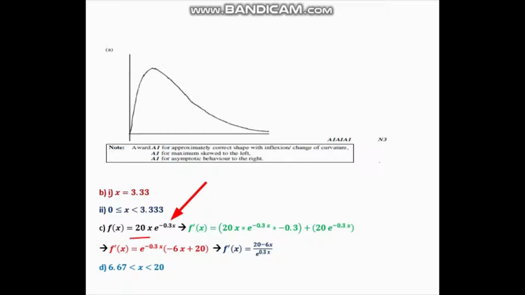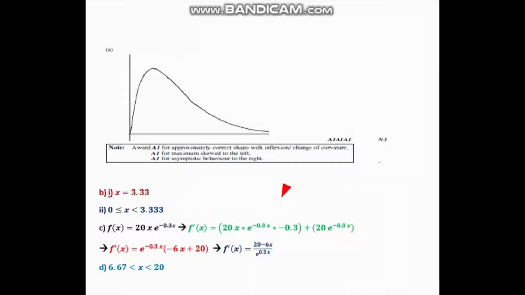There is my u, 20x, and there is my v, e to the power of negative 0.3x. So u v dash plus v times u dash. So this is the derivative of the first term. This is my u dash, and this is the derivative of the second term. This is my v dash, and this entire equation in green is uv dash plus vu dash, which is the product rule.